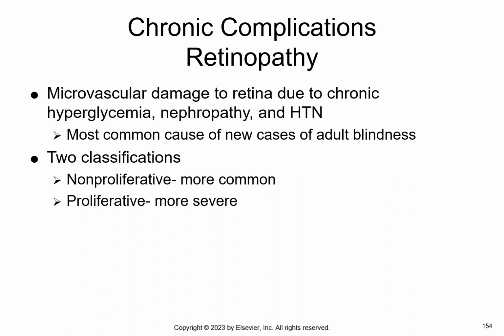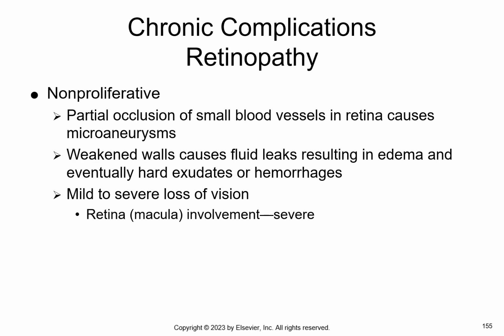In non-proliferative retinopathy, the most common form, partial occlusion of blood vessels in the retina causes microaneurysms to develop in the capillary walls. The walls of these microaneurysms are so weak that capillary fluid leaks out, causing retinal edema and eventually hard exudates and intraretinal hemorrhaging. These may cause mild to severe vision loss depending on which parts of the retina are affected. If the center of the retina, the macula, is affected, vision loss can be severe.